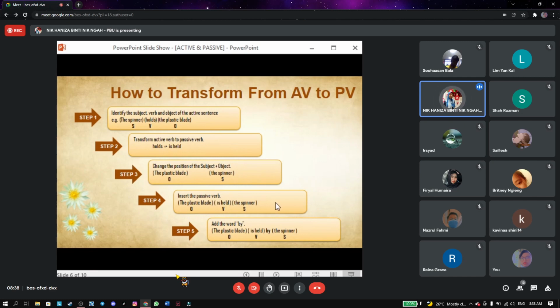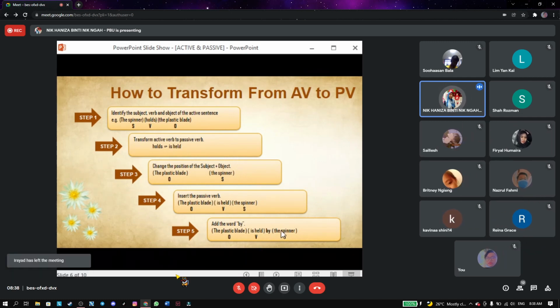So it's not complete yet. You have to put by. Okay, add the word by. The plastic blade is held by the spinner. Okay, this is a normal passive sentence. Okay, you have a normal passive sentence where when you have the by, you have by who? Okay, by the spinner, by the boy. Okay, by who? You have the word by. If you can see by there, so it is a normal passive sentence.